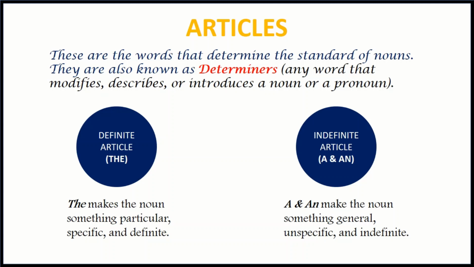So the definite article makes the noun something particular. It specifies it. It gives it a definite identity. It particularizes. But the indefinite article doesn't particularize. It just tells you something in general and it doesn't specify it.